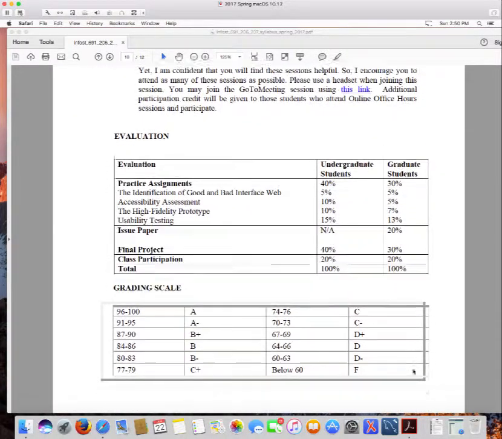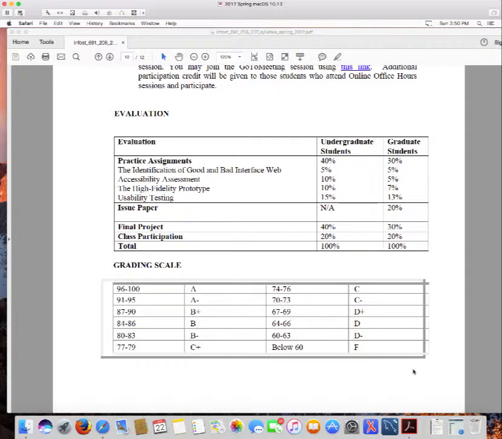Now down here, evaluation. So the grading formula will be different for undergraduates than for graduates. The difference being that graduate students have an issue paper. Okay? So the practice assignments and the final project will have a slightly different weight for undergraduates than they have for graduates because undergraduates do not have an issue paper.